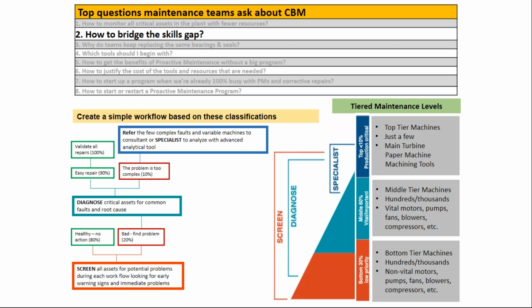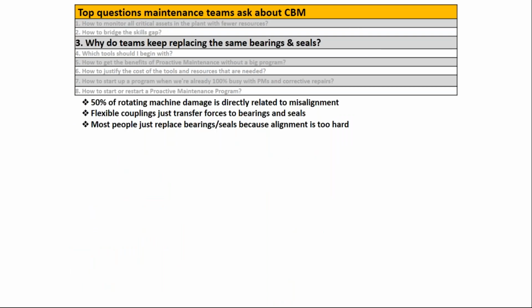So screen out 80%, which are healthy, and you get left with 20%. Of that 20%, 90% of them are very easy. And so if we can screen things out at the lowest level, then we can save ourselves a lot of time and a lot of resources. And that's how we bridge the skills gap, by using the right tool with the right skill level and the right person with the right training. So let's talk a little bit more about that.